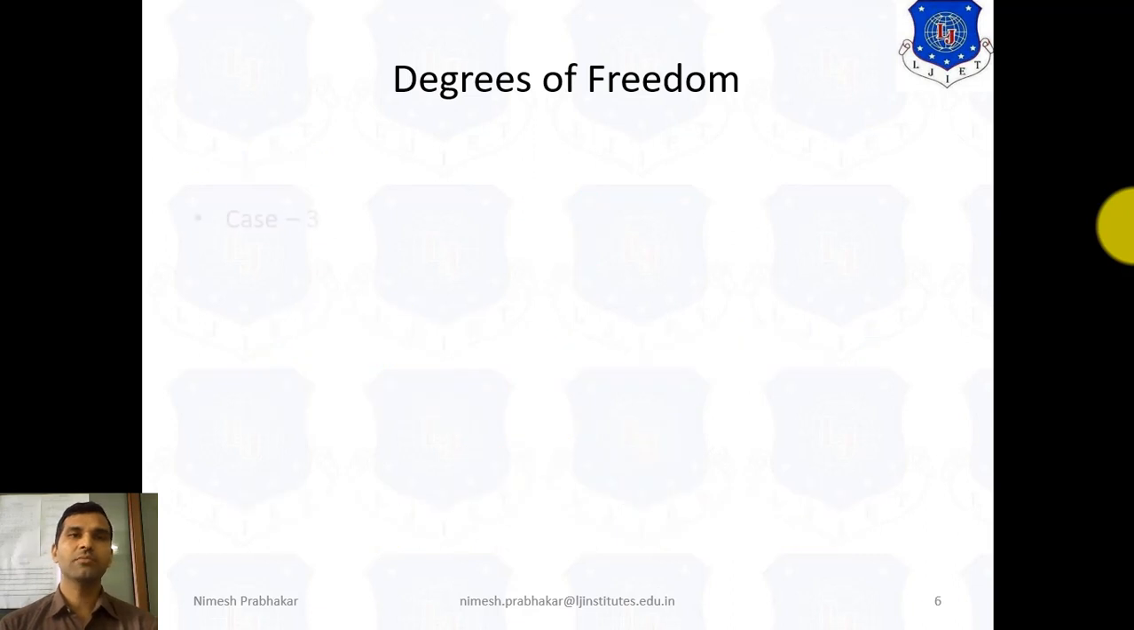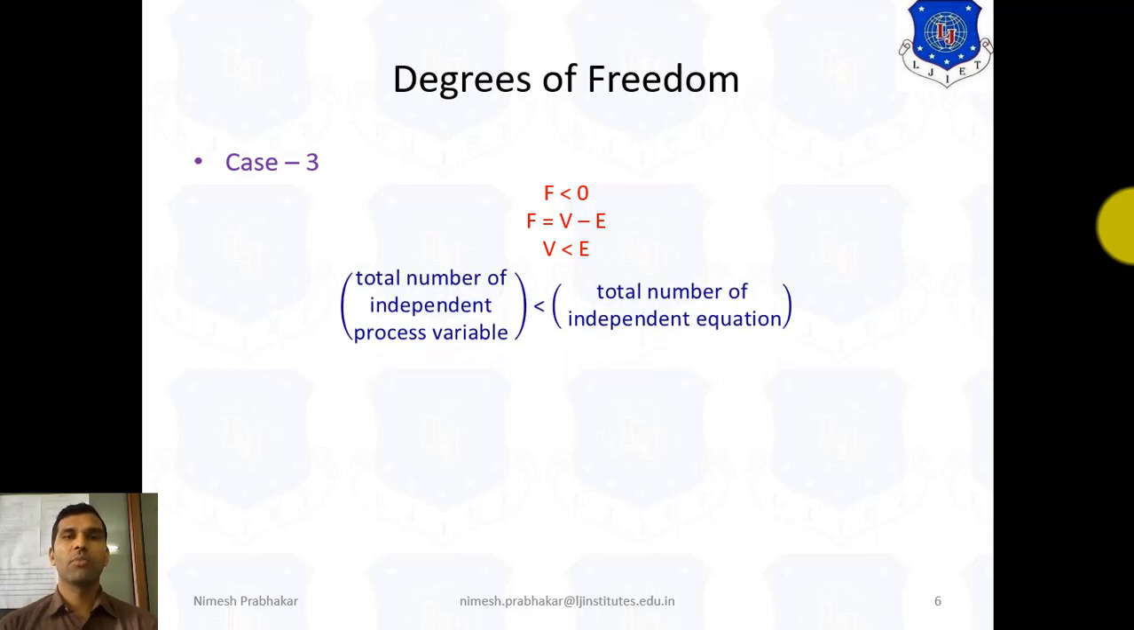And the third case is when f is less than 0. At that time the degrees of freedom, that means here v is less than e. That means the total number of independent process variables is less than the total number of independent equations. So here the system is known as overspecified. If the total number of independent variables is less than the total number of equations, then the system is known as overspecified.